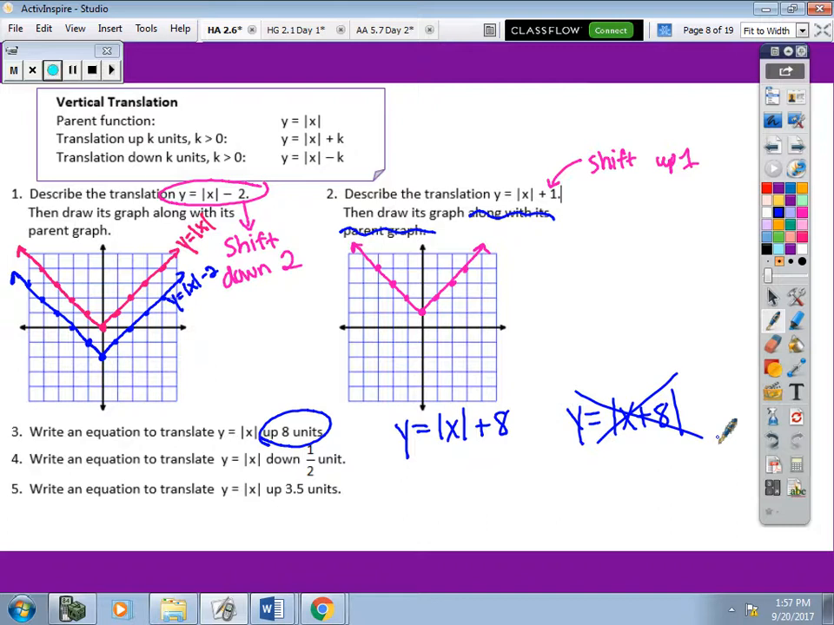The next one is shifting down 1/2 unit, so we would subtract that at the end. And shifting up 3.5 units, we'll add 3.5 at the end. Okay, so simple, but again, it's just making sure you memorize the rule. Okay, now let's look at the left and the right ones.